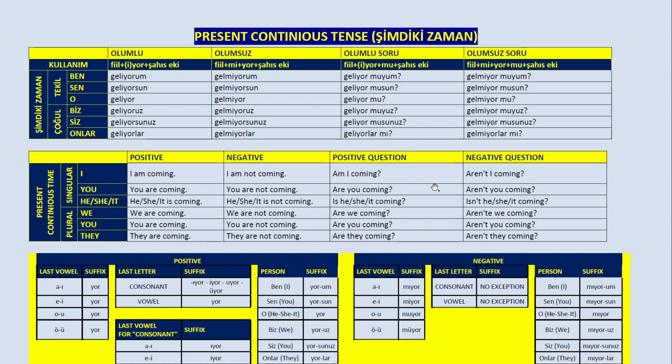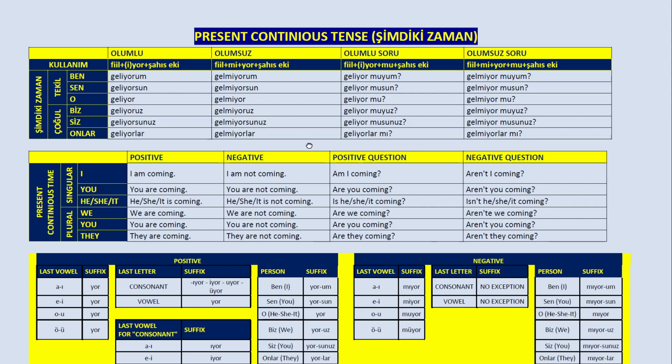Present continuous tense. Şimdiki zaman. The main function of this tense is expressing the action which is happening at the moment. And we use the suffix -yor in this tense. It's -ing in English. The verb takes this suffix with letter harmony.